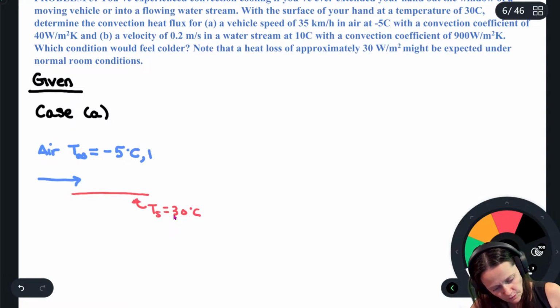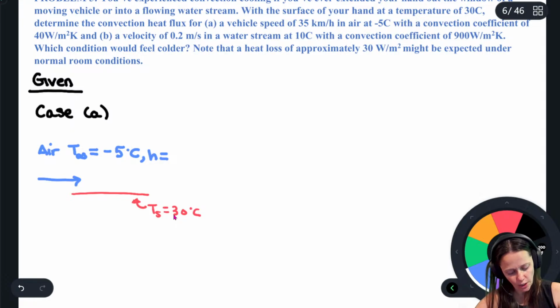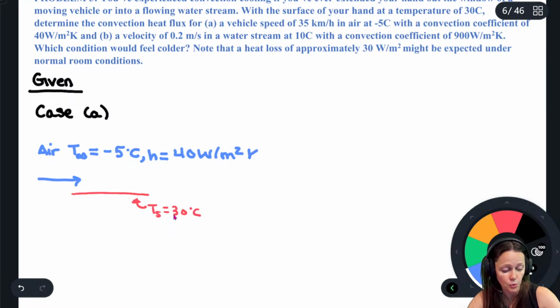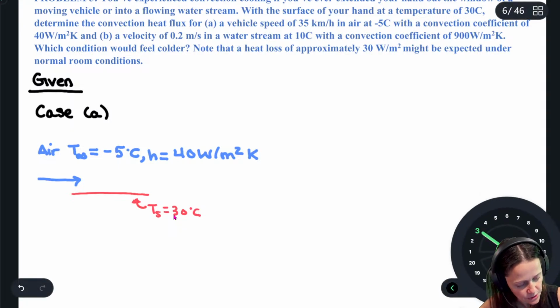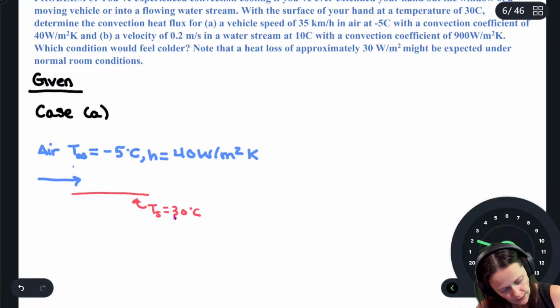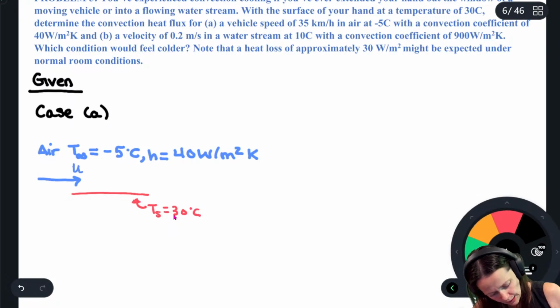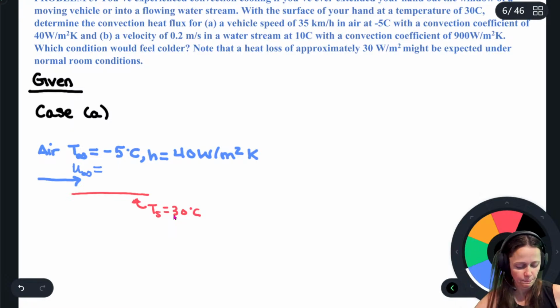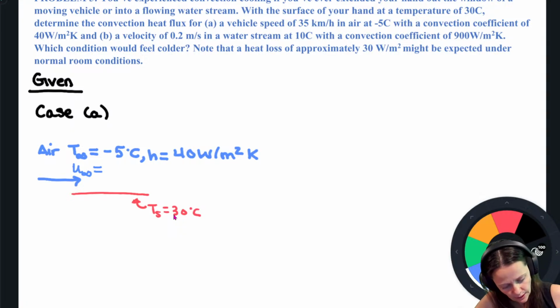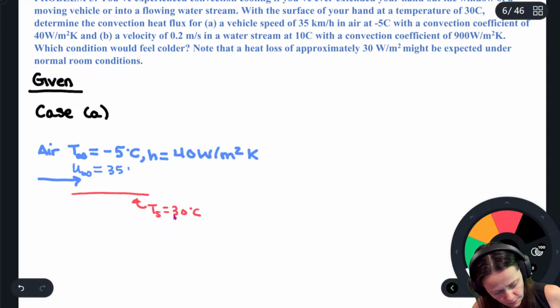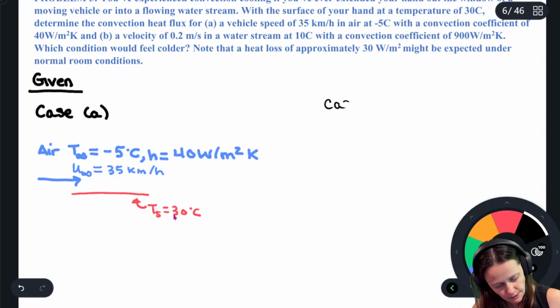We have a convective heat transfer coefficient h of 40 watts per meter squared Kelvin or 40 watts per meter squared degree Celsius. They've given us a velocity, which is fine. I don't really think we need it, but we have it if we need it. So this is the free stream velocity in the x direction, u infinity, and this is going to be 35 kilometers per hour.